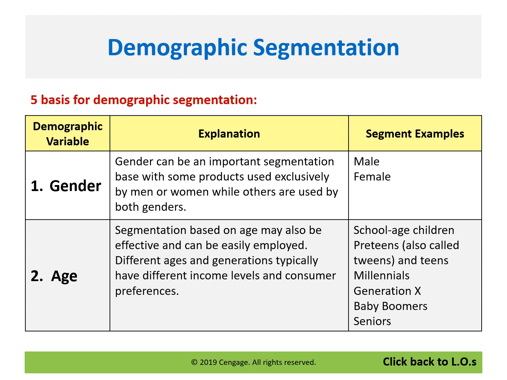Age. Segmentation based on age may also be effective and can be easily employed. Different ages and generations typically have different income levels and consumer preferences. So, for example, school-age children or preteens, who are called tweens, and teens, millennials, Generation X, baby boomers, and seniors all have different product preferences.